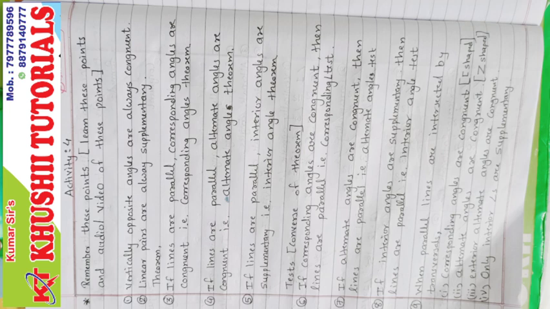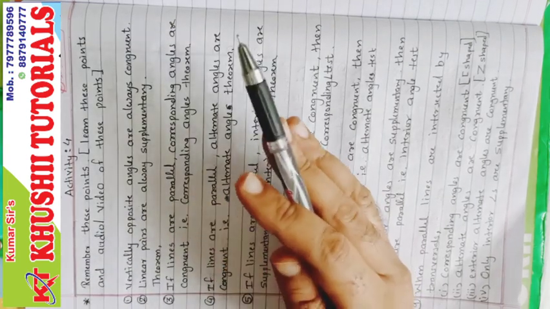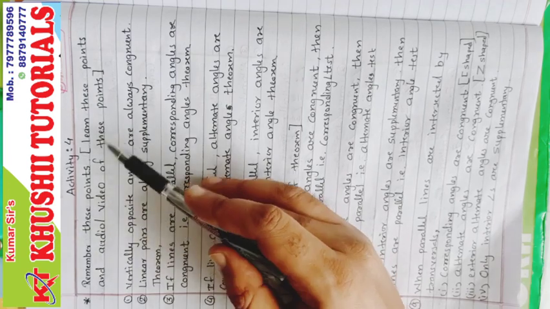Activity 4. Remember these points. You have to learn by heart all these 9 points, and then you have to make an audio or video, but without seeing. No cheating, no cheating. Audio and video of these points.